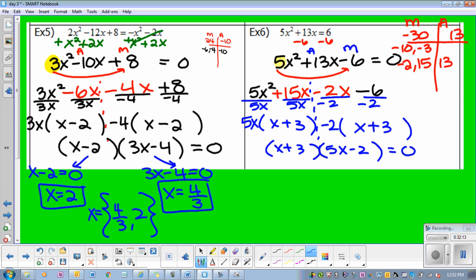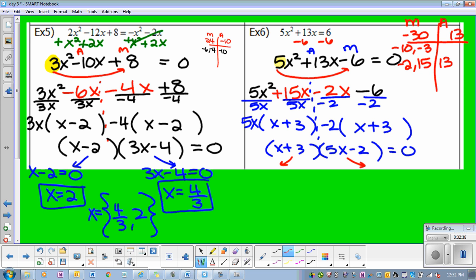So do you have x plus 3 times 5x minus 2 equals 0? Okay. If you flipped your numbers and you said negative 2x plus 15x, then inside the parentheses you would have 5x minus 2. But either way, you should still get these same factors. Okay?